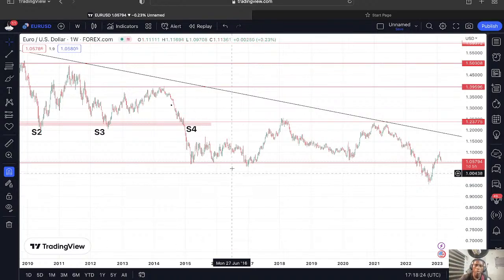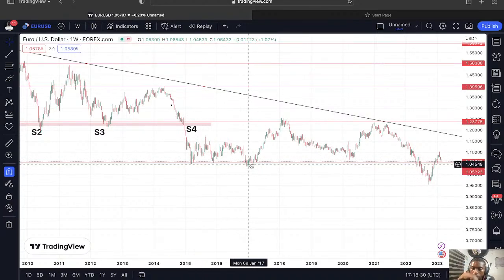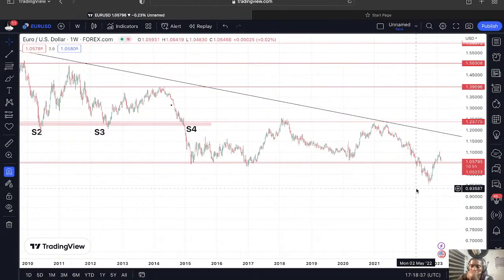So, price came here and fell down to this level, right? And price has been rallying at this level for a while before it went up, came down again, rallied for a while, went up, now came down again.